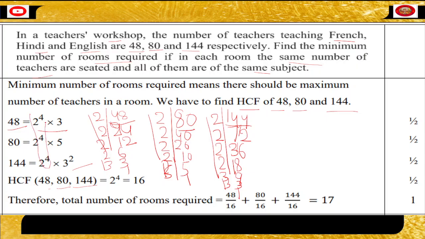Next, the HCF of 48, 80 and 144 is 2 raised to 4. That means the HCF is 2 raised to 4, which means 2 2s are 4, 4 2s are 8, 8 2s are 16. So the HCF is equal to 16. They ask the total number of rooms required. That means 48 divided by 16 plus 80 divided by 16 plus 144 divided by 16. On simplification, we get the answer 17. Next question.